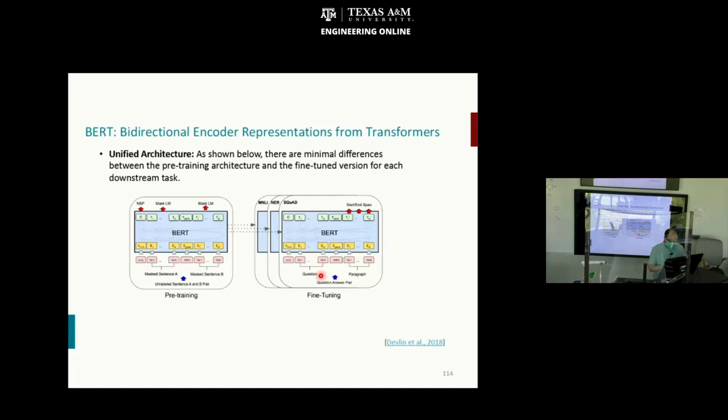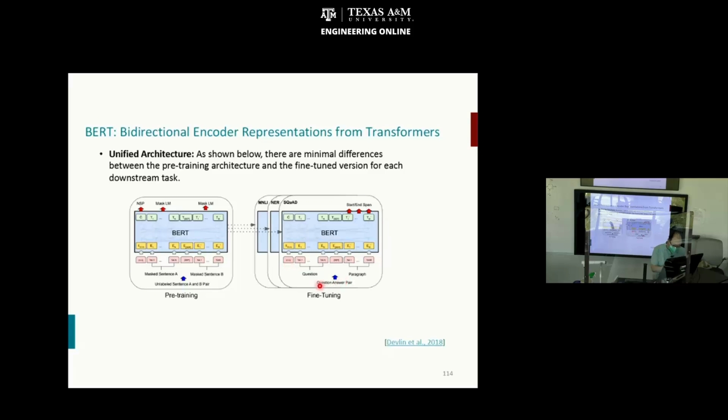And then your data in the fine-tuning stage. In the pre-training stage, of course, it's just the unlabeled sequence A and B pairs. And in the fine-tuning stage, you have the question-answer pair. Notice that, so that you can utilize the architecture similarity between the two stages, you also have to make sure that the data are fed into the architecture in a similar way between pre-training and fine-tuning.